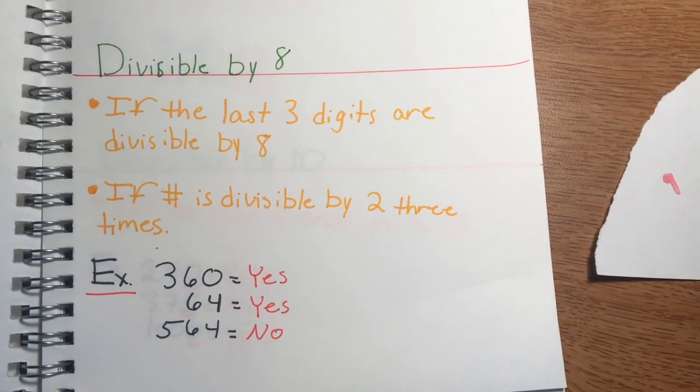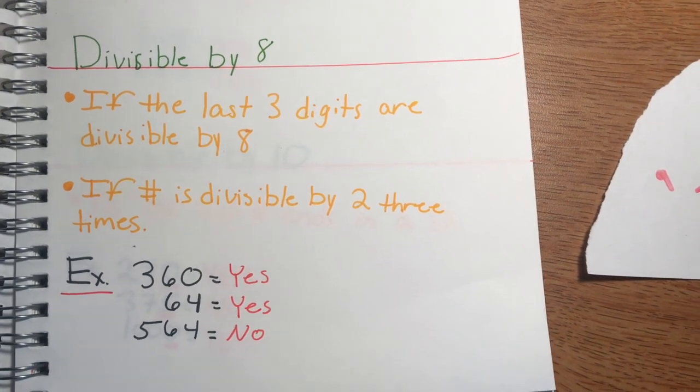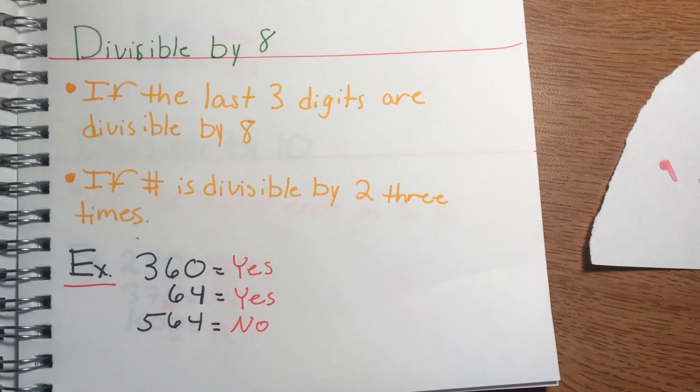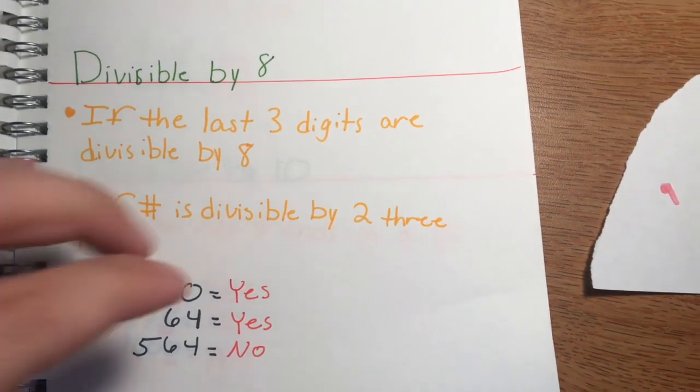360 works because it can go into 8 45 times. 64 works because it can go into 8 8 times. 564 does not work because it is not divisible by 8.